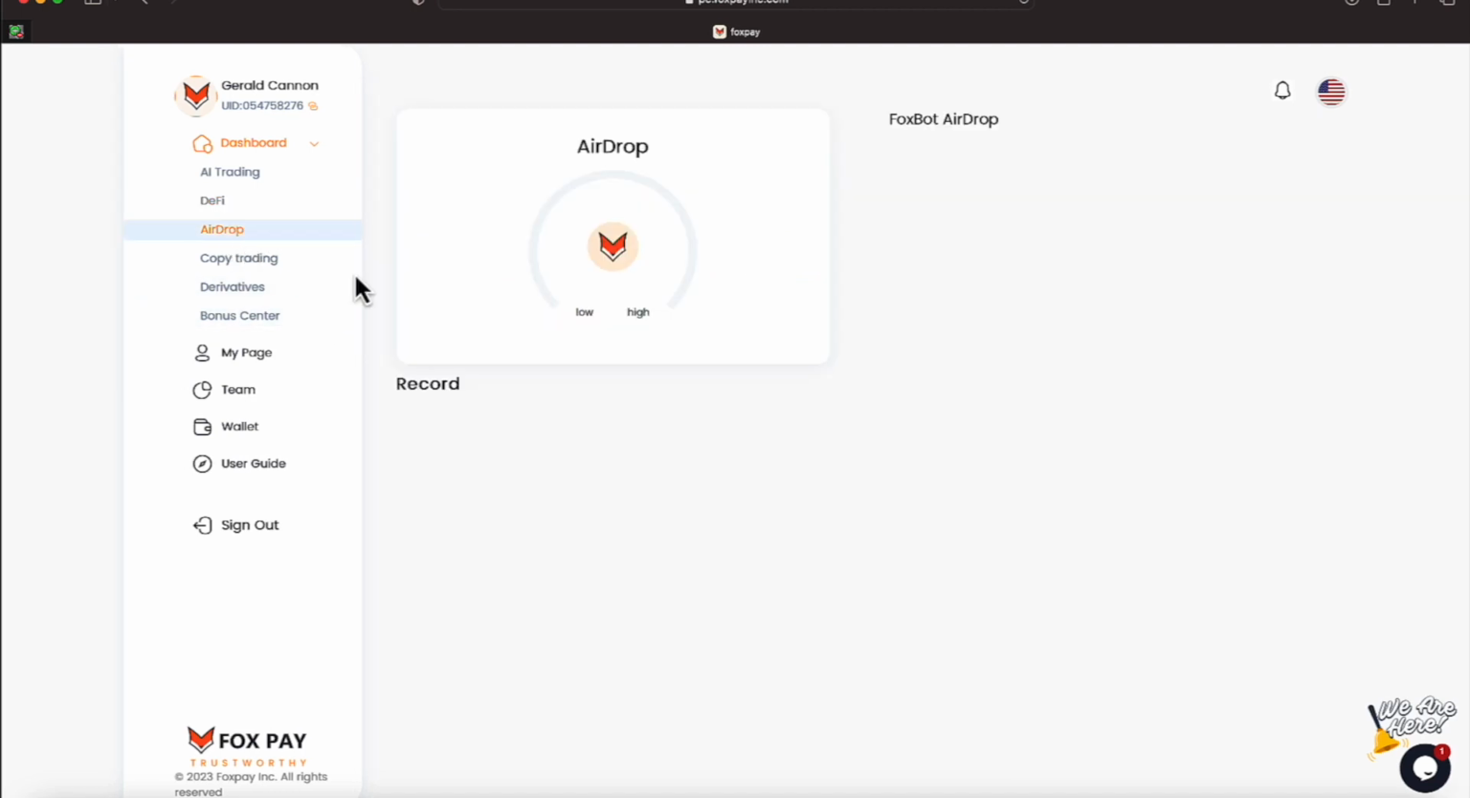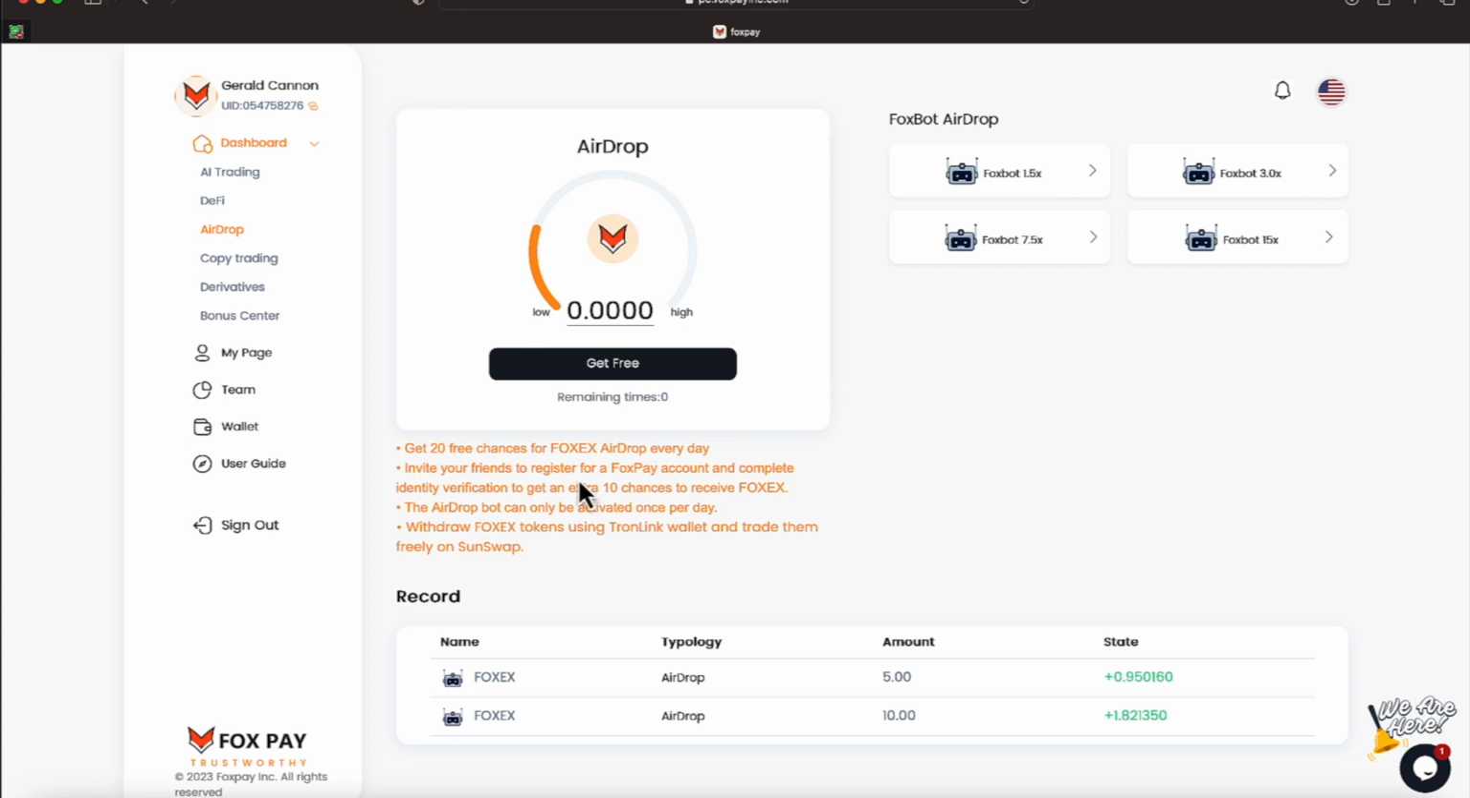Also, if we come under airdrop, every day we come over here and we hit our 20 free chances by clicking the get free button. And you can also buy in on the 1.5, 3, 7.5 or 15x multiplier for the Fox airdrop. And you can see we did a couple of them early on in our investment journey, and there's the amounts that we put in and the amounts that we earn.